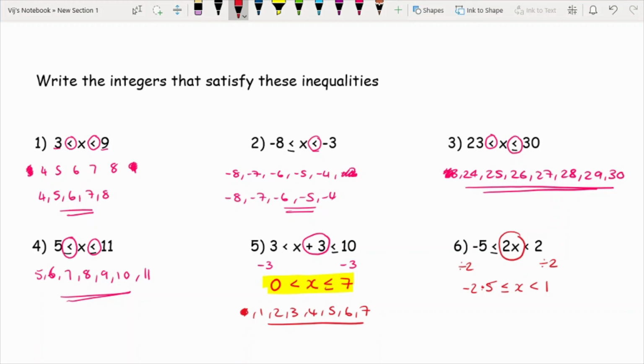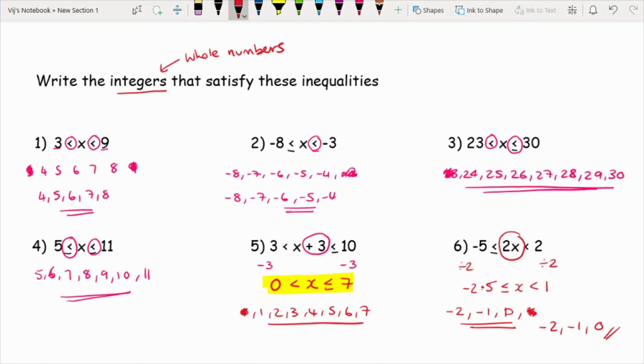Now the word integer is really, really important. Integer is just a more mathematical word for whole numbers. So I need to write down all the whole numbers that are between minus 2.5 and less than 1. So if I write down all the whole numbers, it's minus 2, minus 1, 0, 1. Now here, minus 2 is more than minus 2.5, so that's fine. But here the 1, I can't include the 1, so I need to get rid of it. So my final answer for this is going to be minus 2, minus 1 and 0.